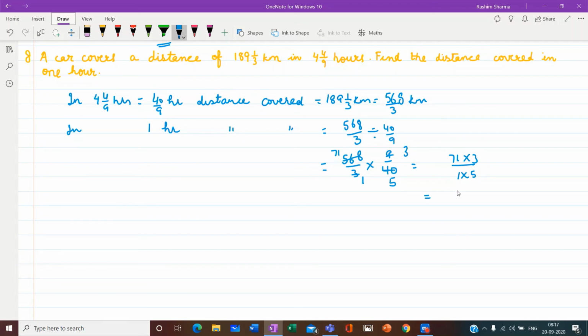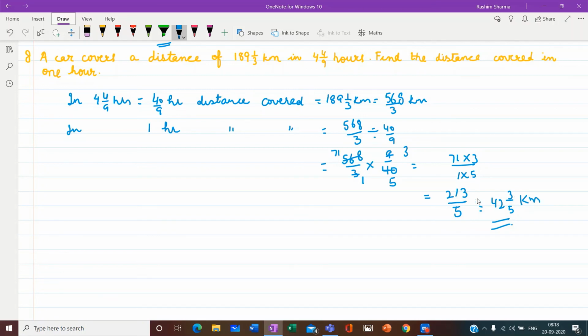So it comes here as 213 by 5, and when we change it into mixed fraction we get here 42 3 on 5 kilometer. It means 42 3 on 5 kilometer can be covered in 1 hour. Alright, I hope you have understood this.